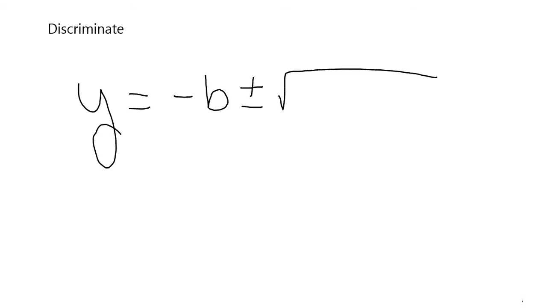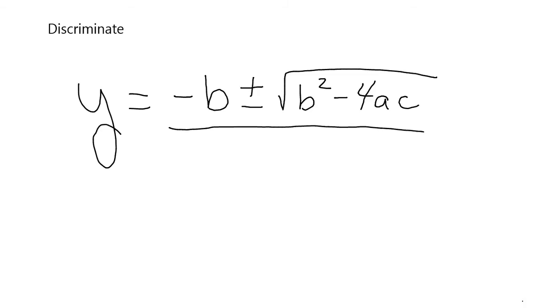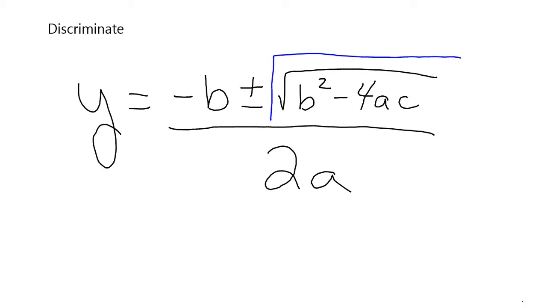This video is on the discriminant of the quadratic formula. The quadratic formula is y equals negative b plus or minus the square root of b squared minus 4ac all over 2a. Wow, it's quite a formula there. This piece right here in the blue box is called the discriminant.